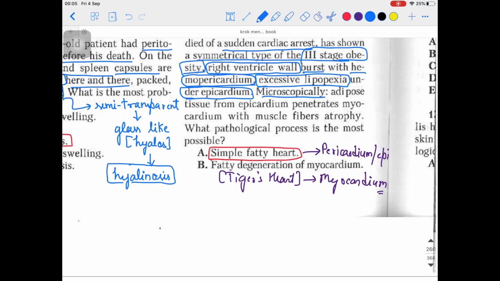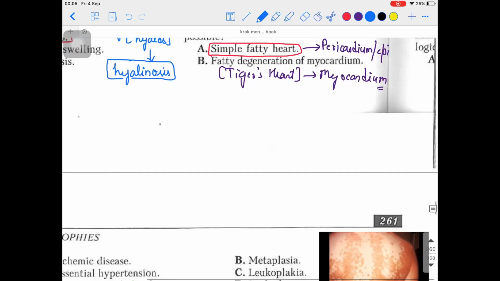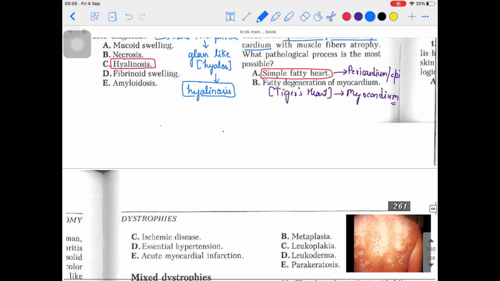Further, microscopically they said that adipose tissue from the epicardium is now penetrating into the myocardium, but remember where it starts from. It starts from the epicardium or the pericardium. So definitely it is the simple fatty heart, not the tiger's heart. Please remember that. Remember the origin, that is very important. So this question is actually simple fatty heart. I hope that's clear.